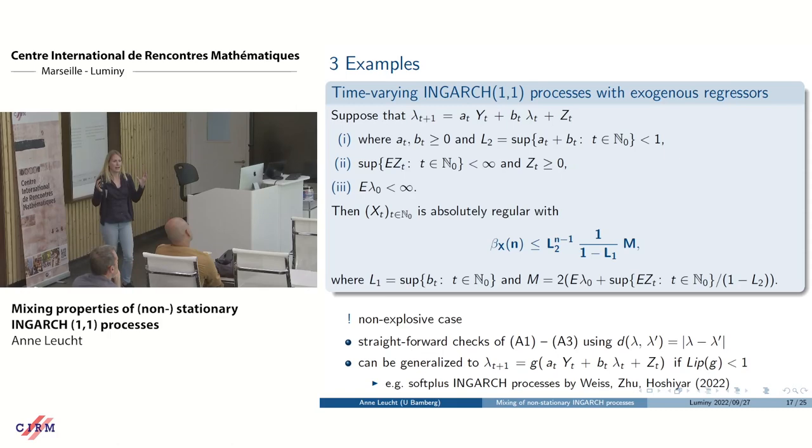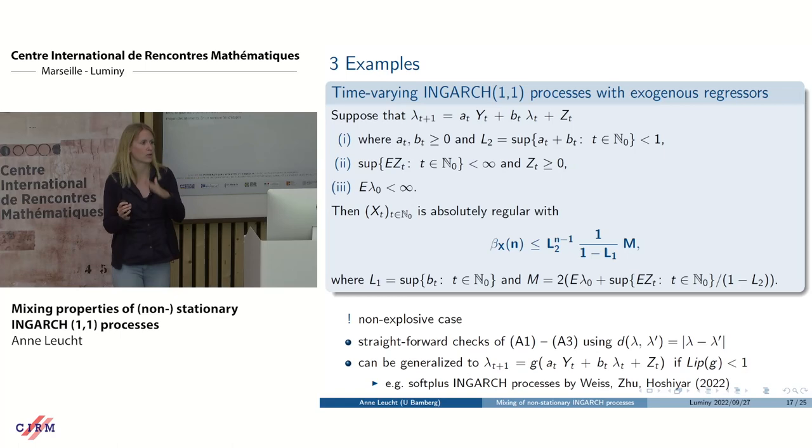And this can then be easily generalized to also having a nonlinear link function on top of that. So for instance, the softplus INGARCH processes by Christian Weiss, Zhu and Yoshihara are such a case, where they wanted some kind of link function which is close to the ReLU function that the machine learning community uses quite a lot, but the zero is very complicated because Poisson with intensity zero makes no sense. So they have a smooth version which is also positive everywhere and close to this ReLU function, and this can, for instance, also be covered.